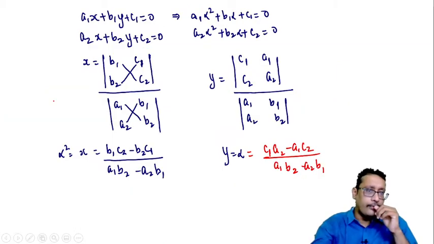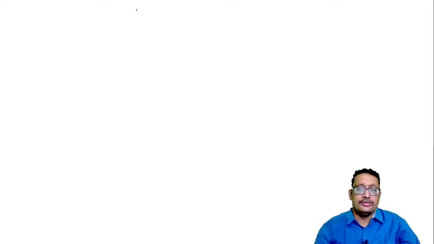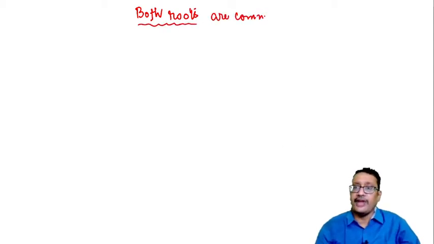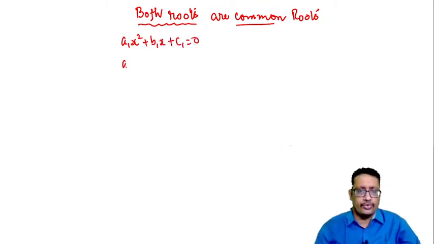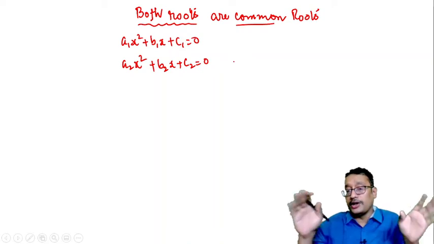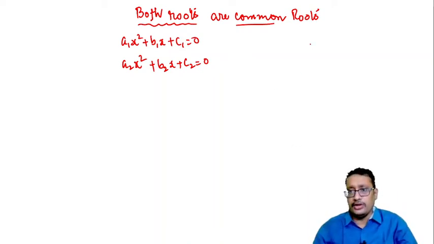Now we will go to when both roots are common. Both roots are common. When both roots are common, it means the two quadratic equations become identical. This a1x square plus b1x plus c1 is equal to 0 and a2x square plus b2x plus c2 is equal to 0. And if both roots are common, both the quadratic equations should become identical. If you understand this one, you will say x square minus 5x plus 4.